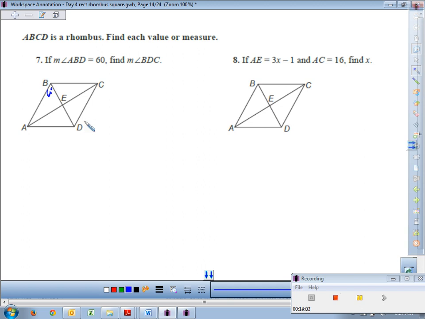So you could do all kinds of tricks, but you could also remember the parents of a rhombus. One of its parents is a parallelogram. And shouldn't this side be parallel to that side, right?